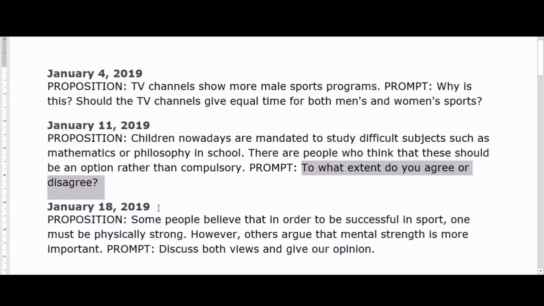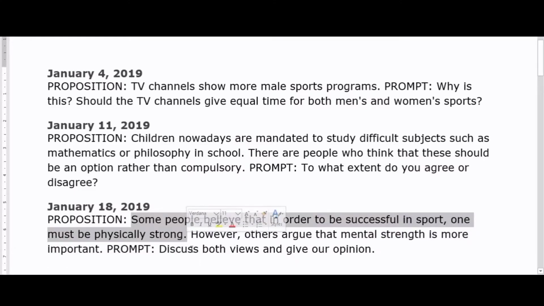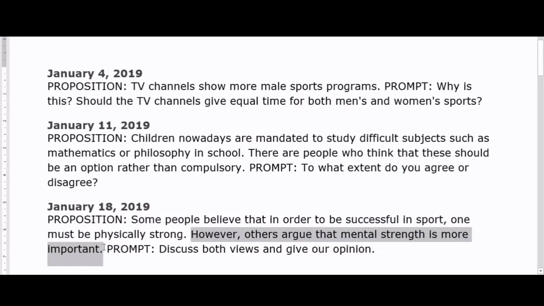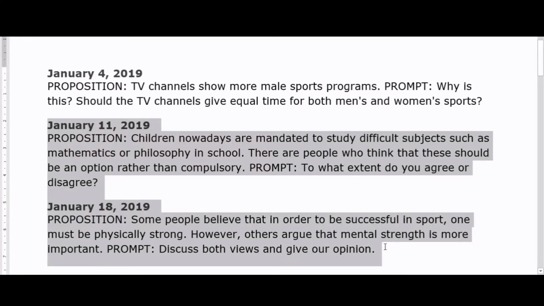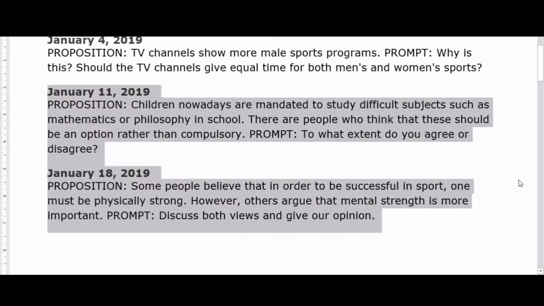For January 18, the week after that, you now have another crossover. Some people believe that in order to be successful in sports, one must be physically strong. That's one side of the issue, and then we cross over to the other side. However, others argue that mental strength is more important, and discuss both views and give your opinion. Again, it can clearly be seen that this is a crossover from the prompt itself, which is discuss both views and give your opinion. So for January 11 and January 18, what you had were 2 successive crossover questions.